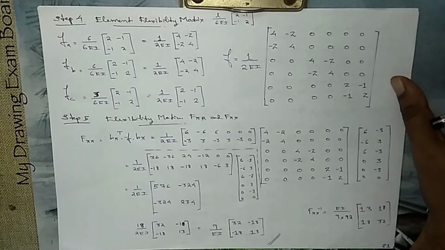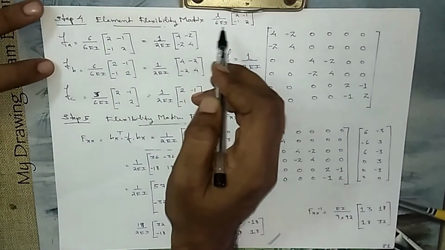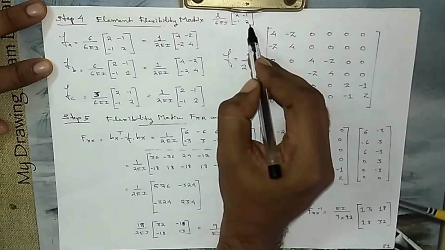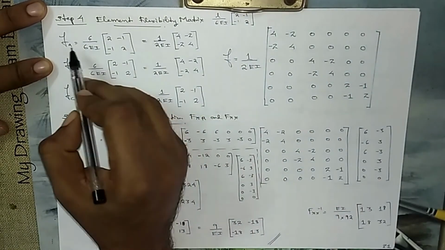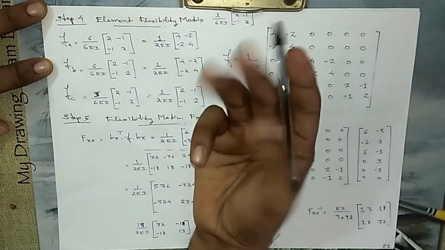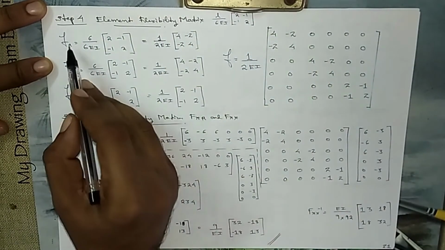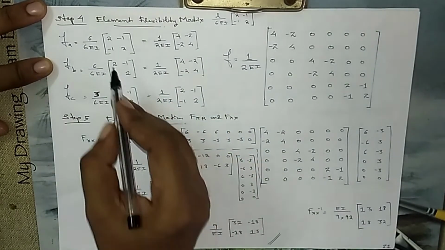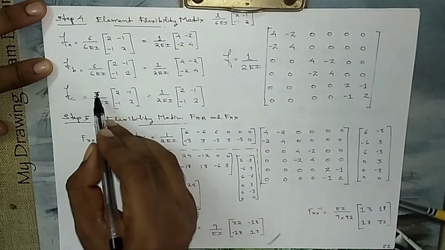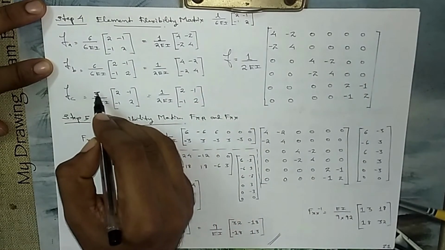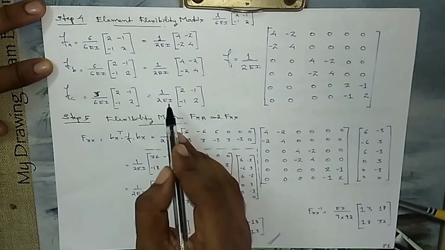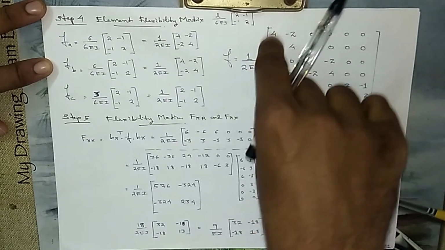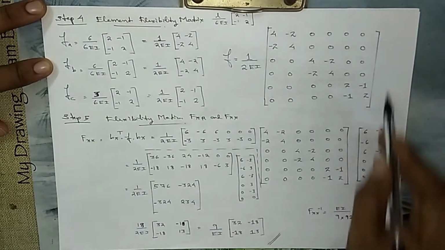The next step is the element flexibility matrix. You know the basic formula, that is L by 6EI times [2 -1; -1 2]. Now there are 3 members: AB, BC and CD. For each member I have written the flexibility matrix. Only these 2 are the same, but for the third member, CD, the span is 3 meters only, so there is a slight variation in the values. After getting all these 3, I will club them together to write the final element flexibility matrix.